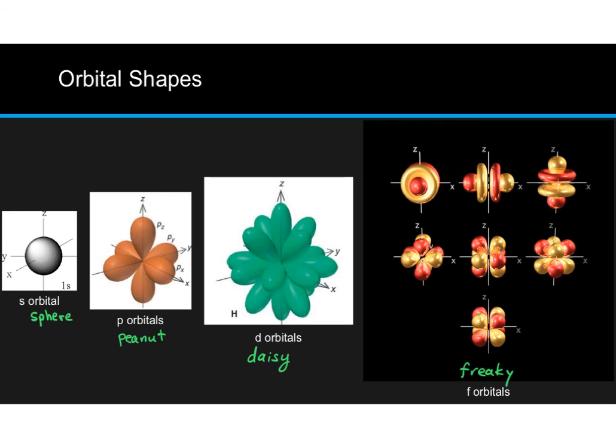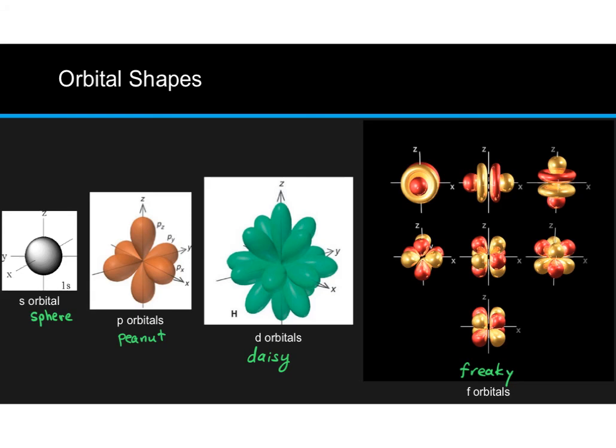P, or peanut-shaped orbitals, these bow tie shapes, can have 3 distinct possibilities. One oriented along the x-axis, which we call px, another along a y-axis, which we call py, and a third along the z-axis, which we call pz. D orbitals get significantly more complicated. These are daisy or cloverleaf shaped orbitals that have 5 distinct possibilities for how they can be represented in 3-dimensional space, and superimposing all 5 possibilities now looks like this giant cluster of stuff.